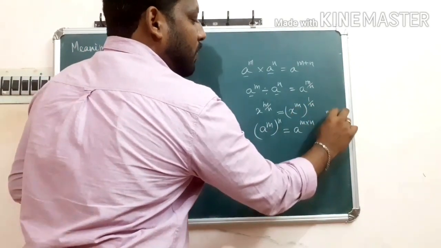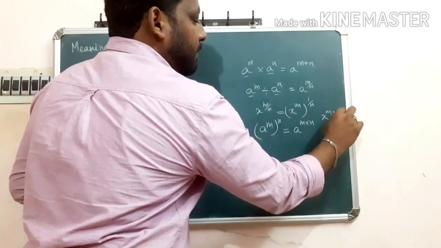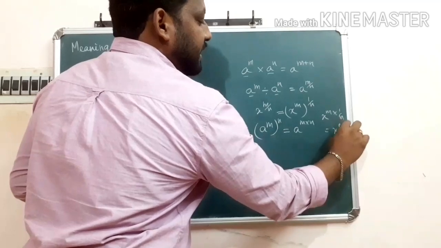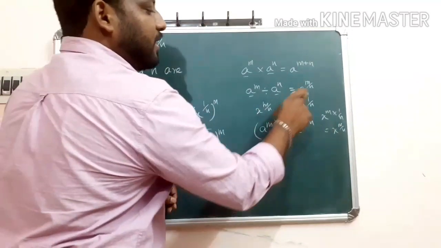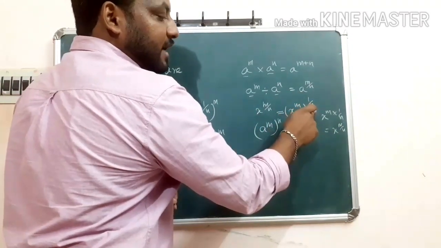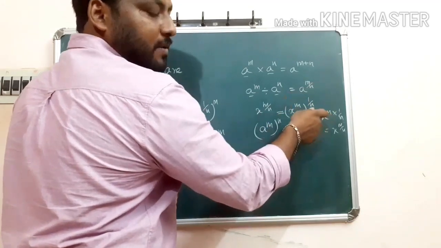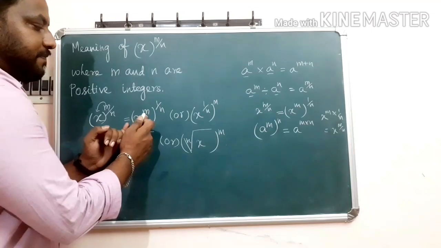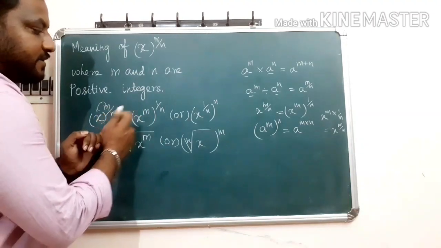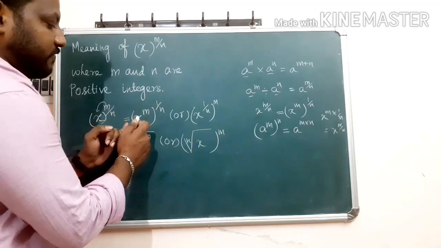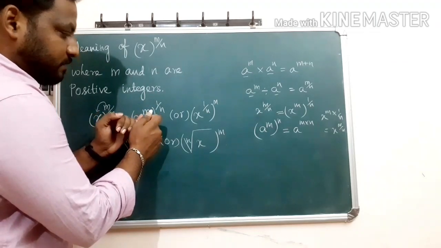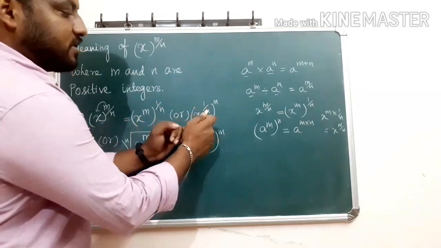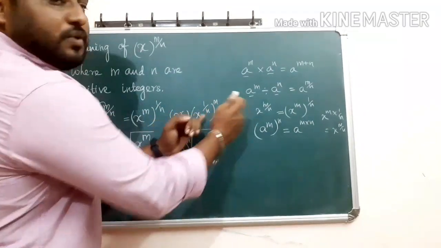m into 1 by n means x power m by n. That should be written as x power m the whole power 1 by n, or x power 1 by n the whole power m. Clear? This x power m by n is either the mth term to the nth term, or the nth term to the mth term.